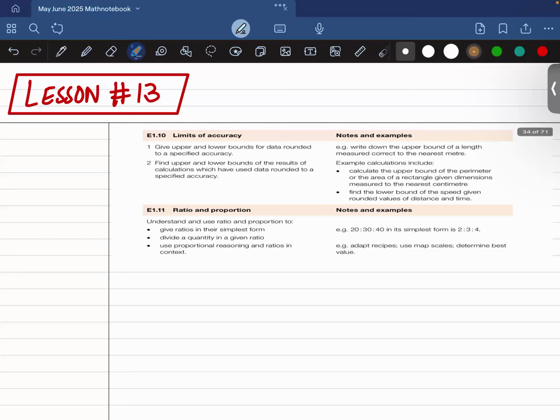You can see that I have attached the syllabus. In lesson number 13, we are going to start the topic number 10, which is limits of accuracy. Today we are also going to discuss ratio and proportions. Remember one thing, the only reason I attach the syllabus on a daily basis is so that you should be familiar with your Cambridge syllabus. The next topic coming is limits of accuracy, and it is one of the easiest topics. Don't you worry about that.